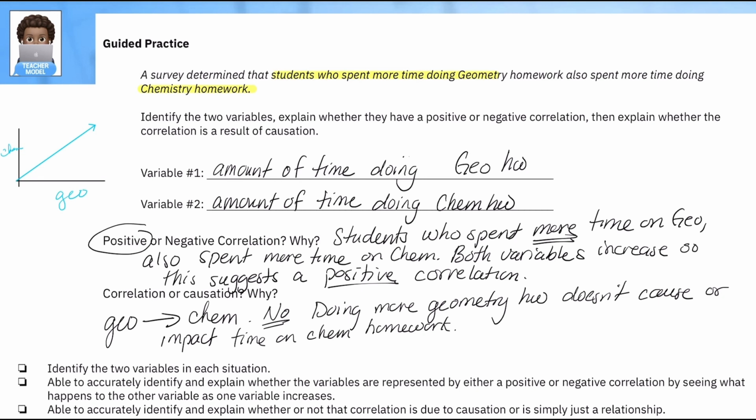So there could be just other things causing this to happen that don't necessarily have to do with being in a geometry class or doing geometry homework. And that's the kind of thinking that you want to see, that just because two things are happening, it looks like they're related, it doesn't mean they're both the cause. It could just be a coincidence, or it could just be another factor we haven't thought about yet.